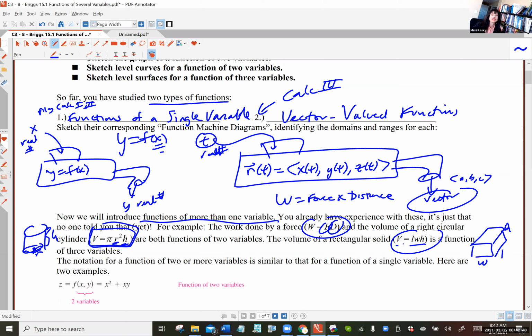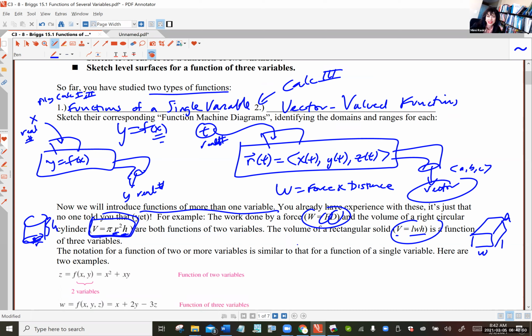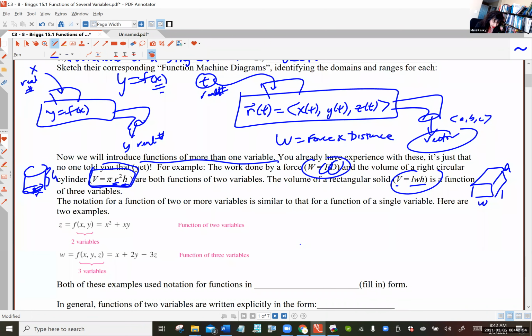Oh, now let's look at notation, though. You probably haven't seen notation for function of more than one variable. So here we go. Notation. If you have a function of two variables only, say you're calling the function z equals f, and in parentheses here, instead of just f of x, you're going to have f of whatever your variables are delimited by commas. So x comma y. And this is just an example of a function of two variables, x squared plus xy.